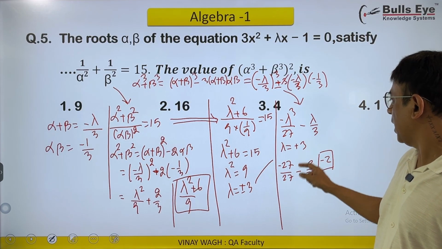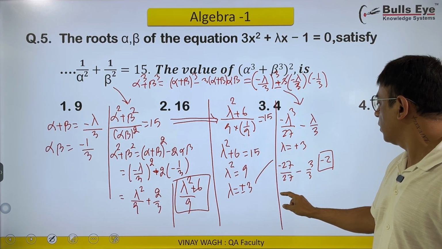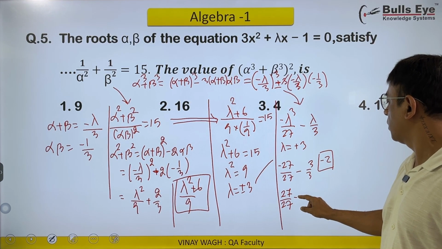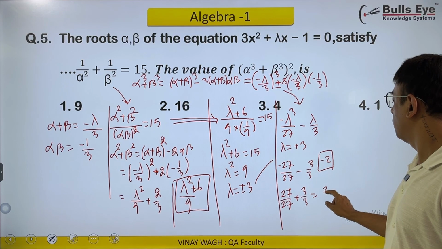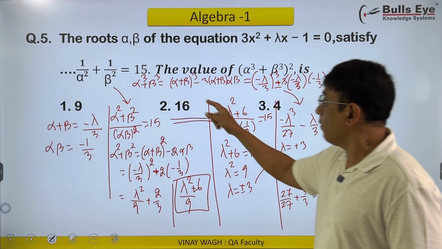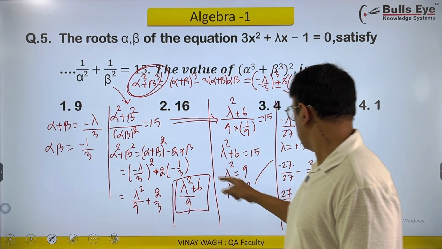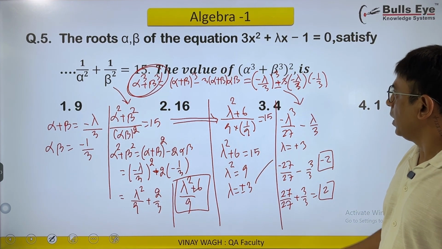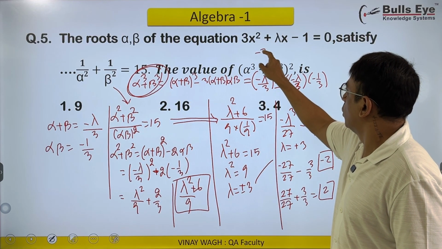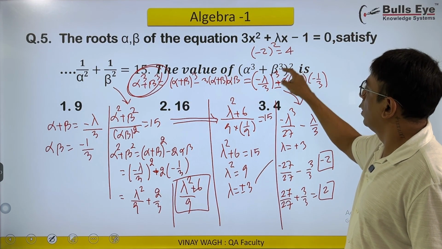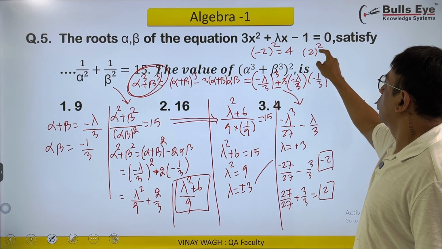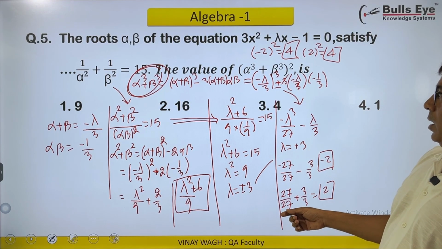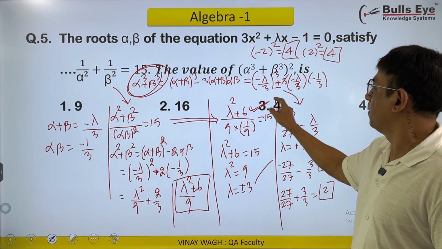What if this is minus 3? Minus 27 and minus, that's plus 27. Minus 3 and minus, that's plus 3. And that gives me 2. What did I do? I found out the value of alpha cube plus beta cube as either minus 2 or plus 2. In both the cases, if this is minus 2, the square is 4. If this is plus 2, the square is still 4. And hence, I have a unique value that is 4, and that's option number 3.